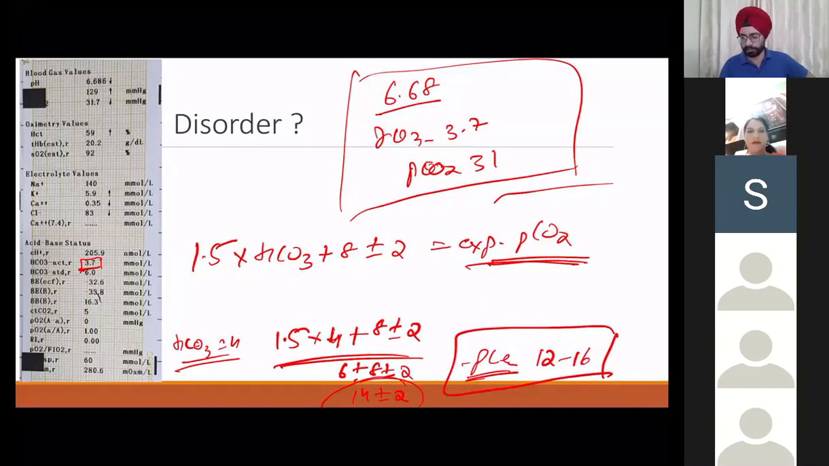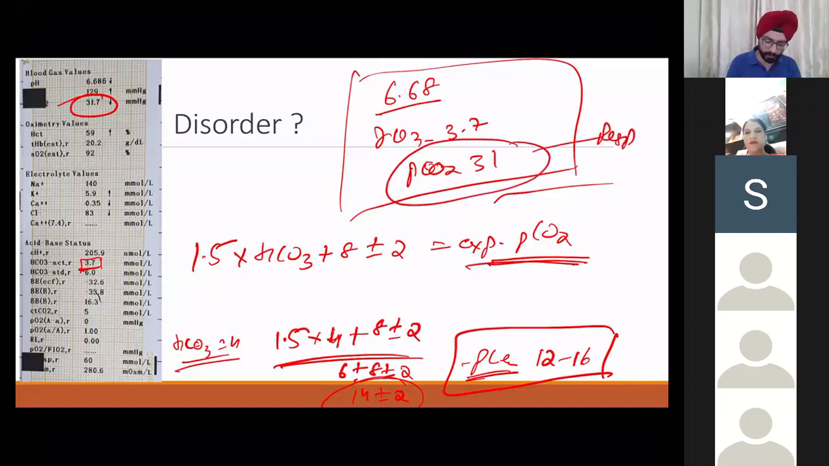Yeah, Rajlakshmi is correct. She is exact. 11.5 to 15.5. But our PCO2 here is 31. Obviously, it is much higher than the expected PCO2. That means there is also a respiratory acidosis going on.